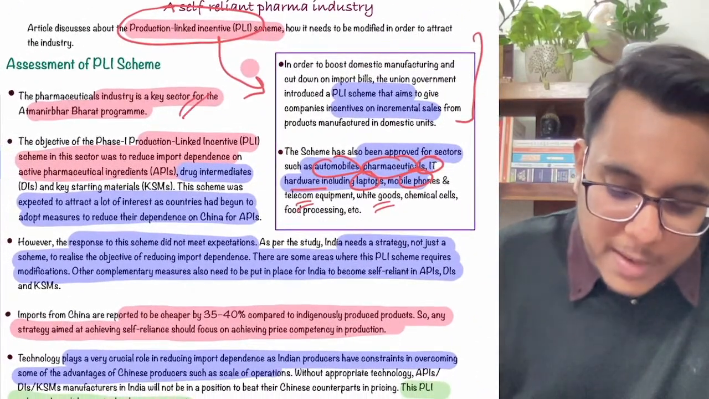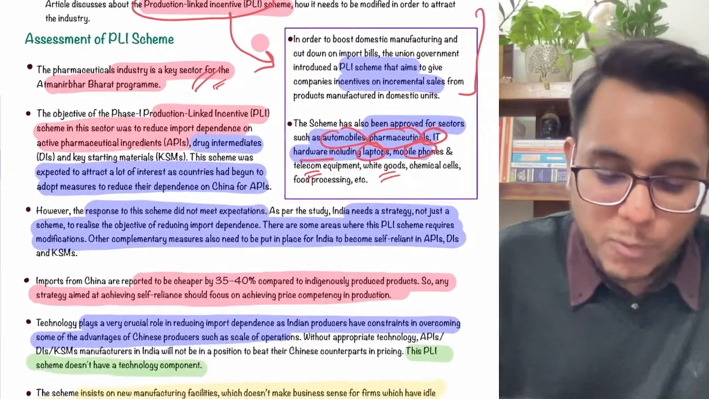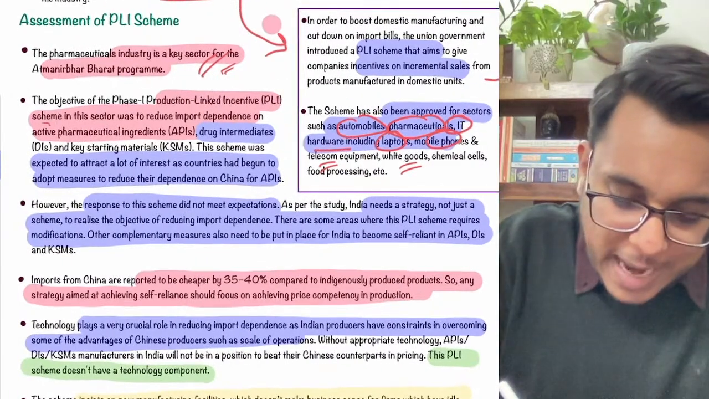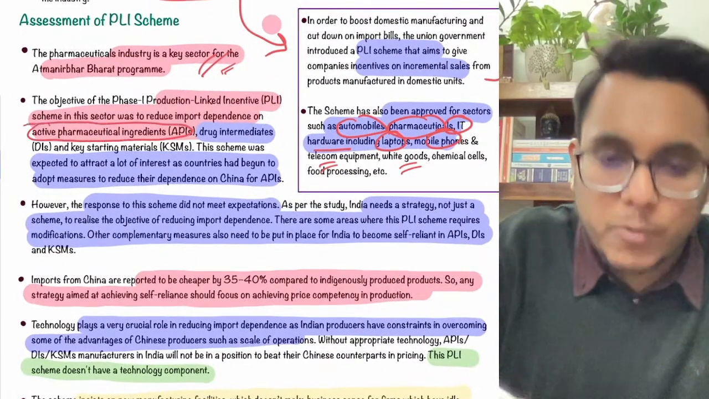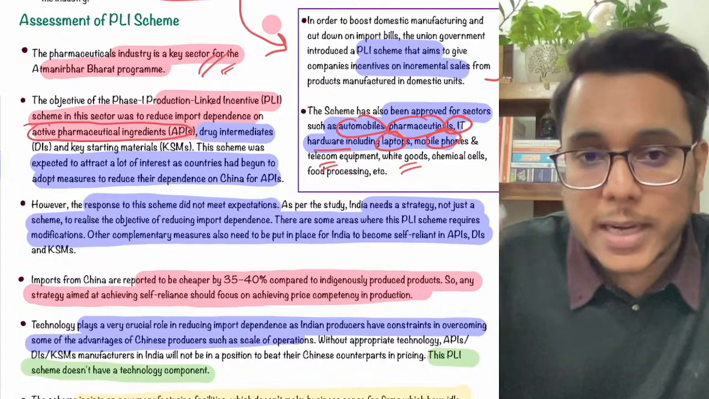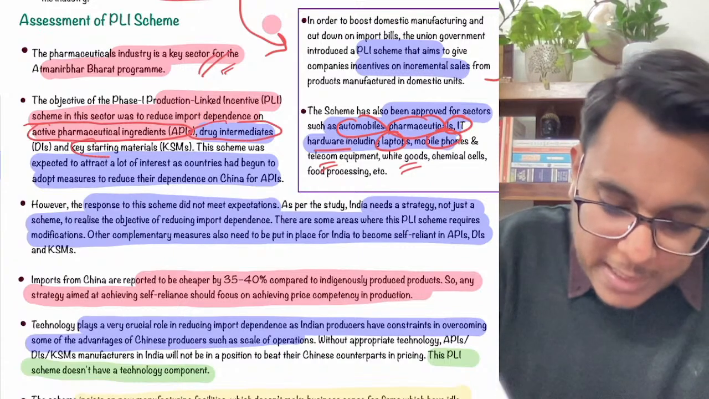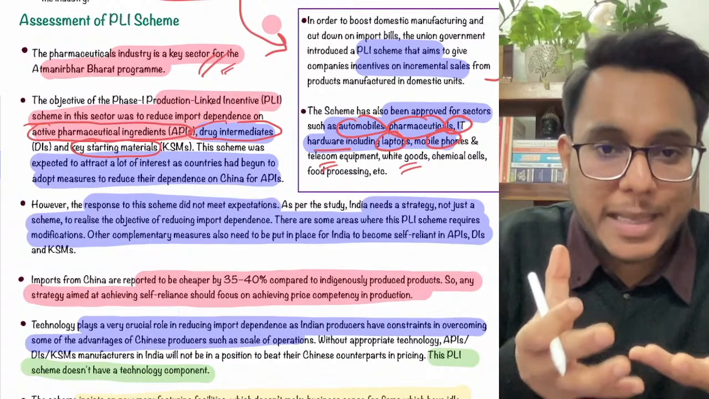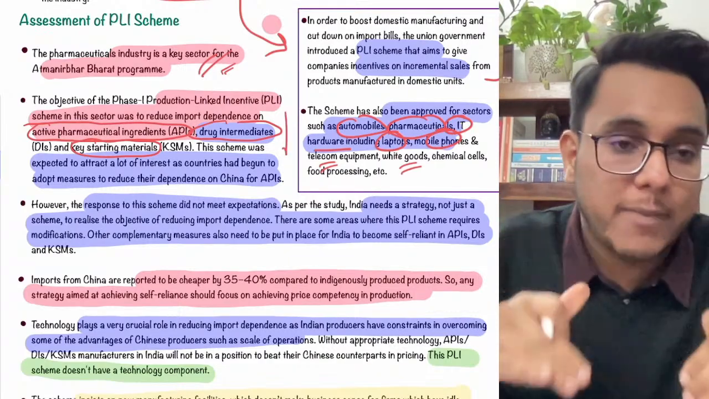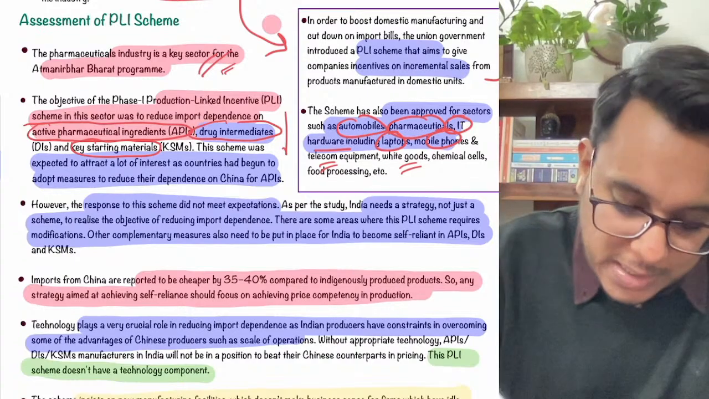Now guys, when we talk about atmanirbharta in pharmaceuticals, the issue is that we have a lot of dependence on active pharmaceutical ingredients. A lot of APIs are coming from China. Clear? Drug intermediates, the key starting materials, these are the basic raw materials, the basic fodder for the medicine. Now these components we don't have the capability to make in-house. We are dependent on countries such as China.